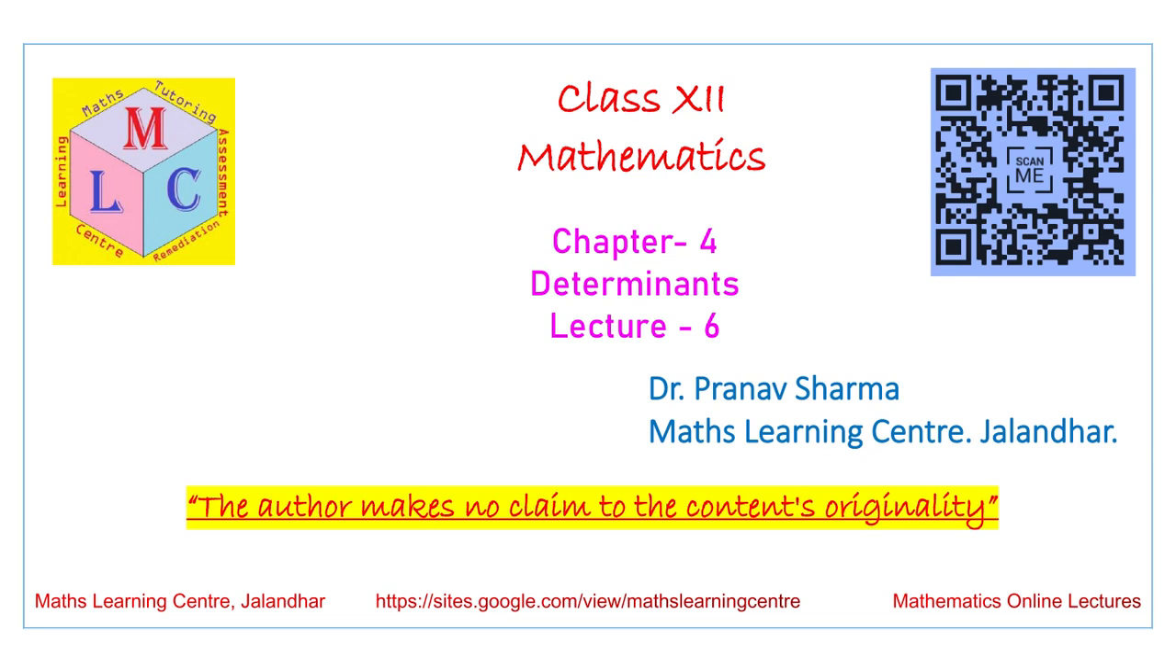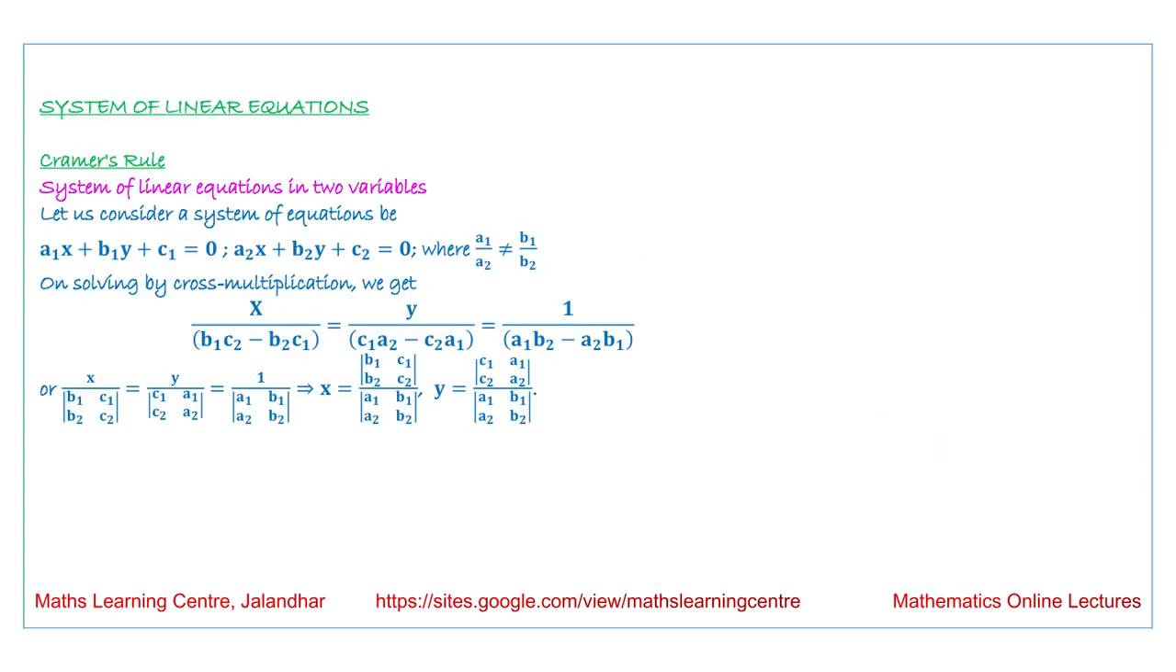We are going to start now the next lecture, lecture 6 of chapter 4, class 12th mathematics, determinants. In this lecture, we will talk about the system of linear equations and how to solve them using determinants. So the first thing we are going to discuss is Cramer's rule. This is the first method we are going to talk about.